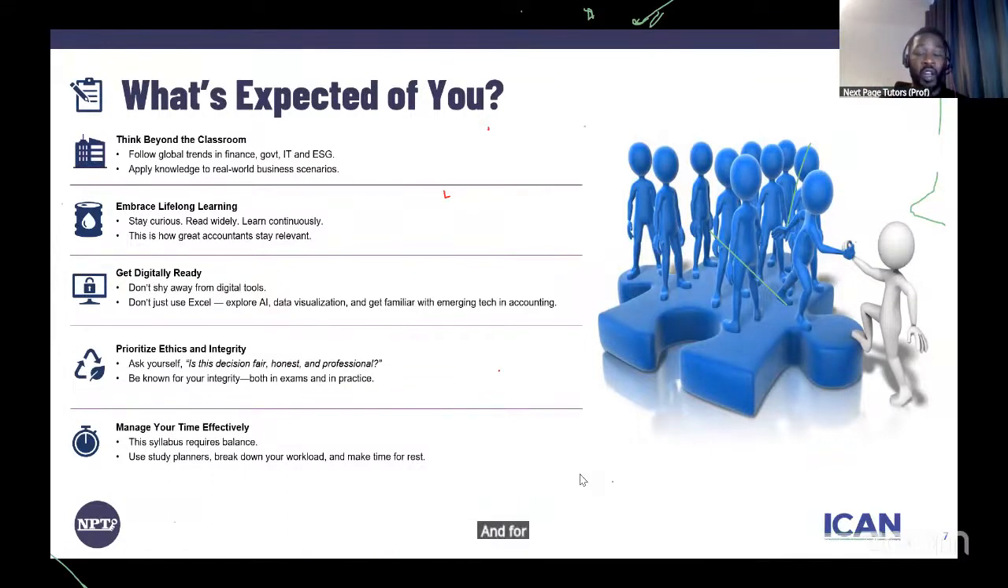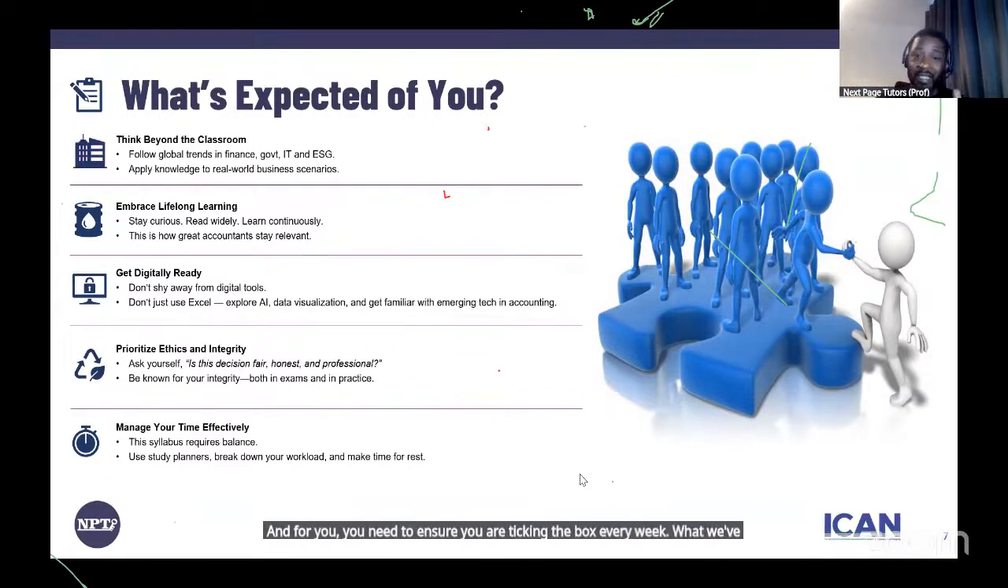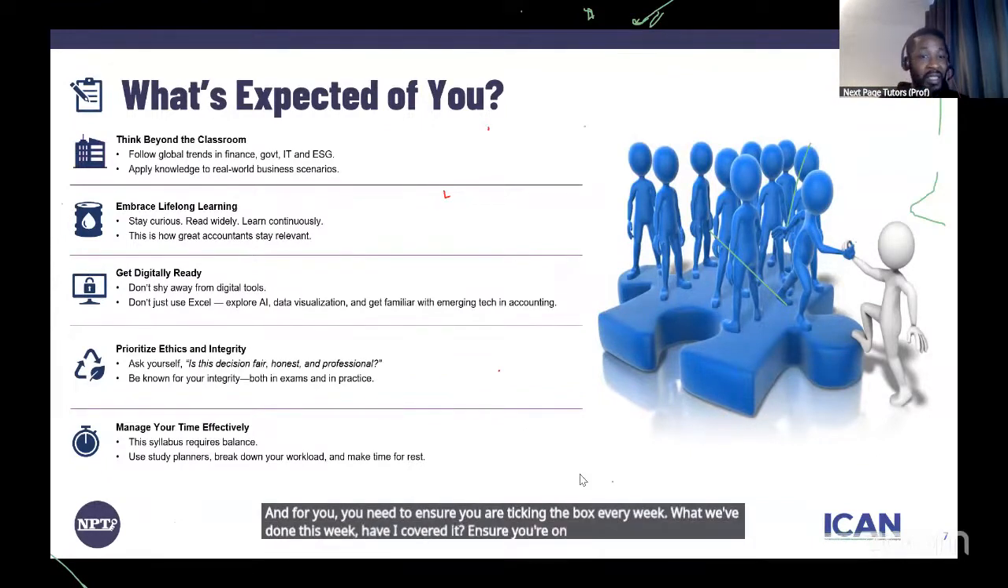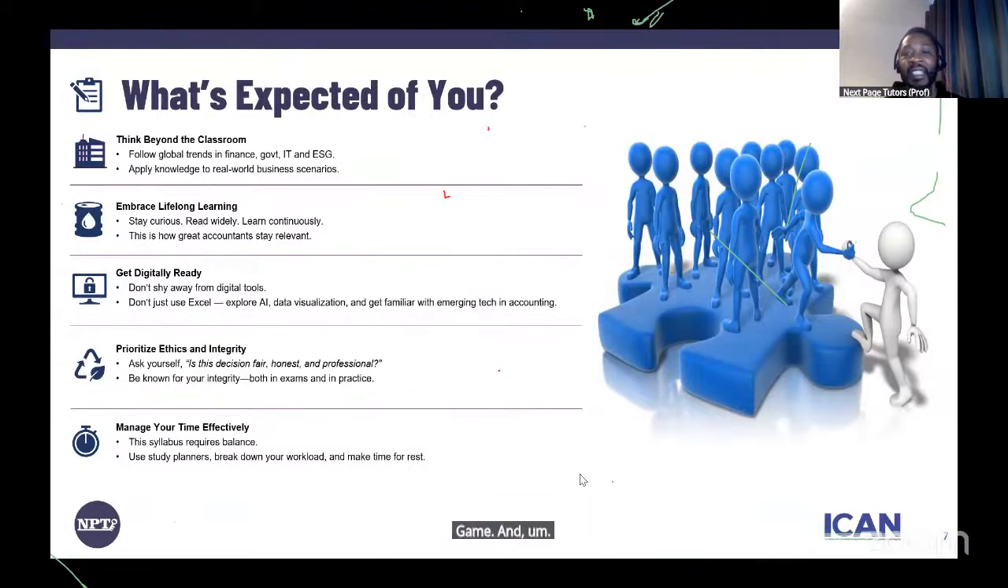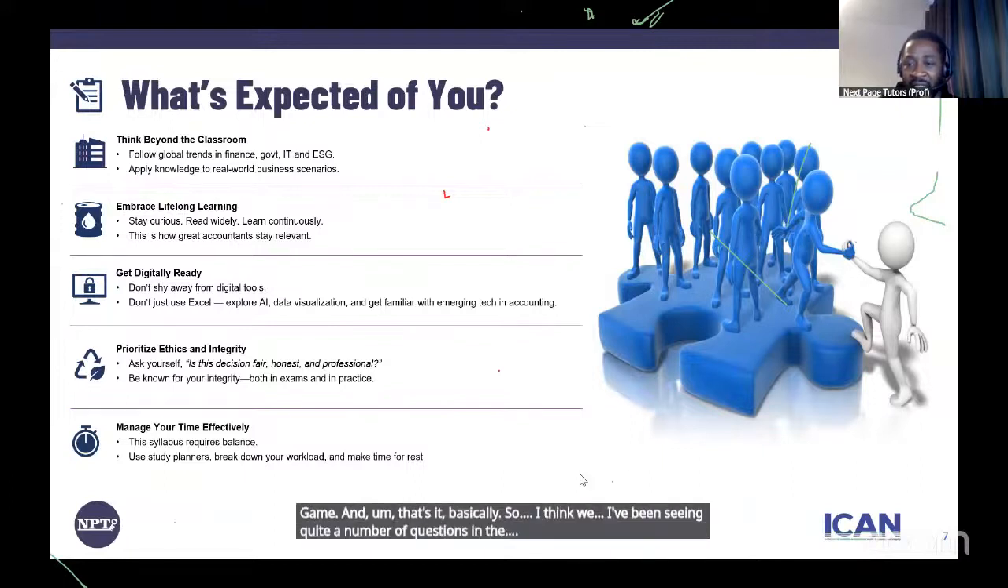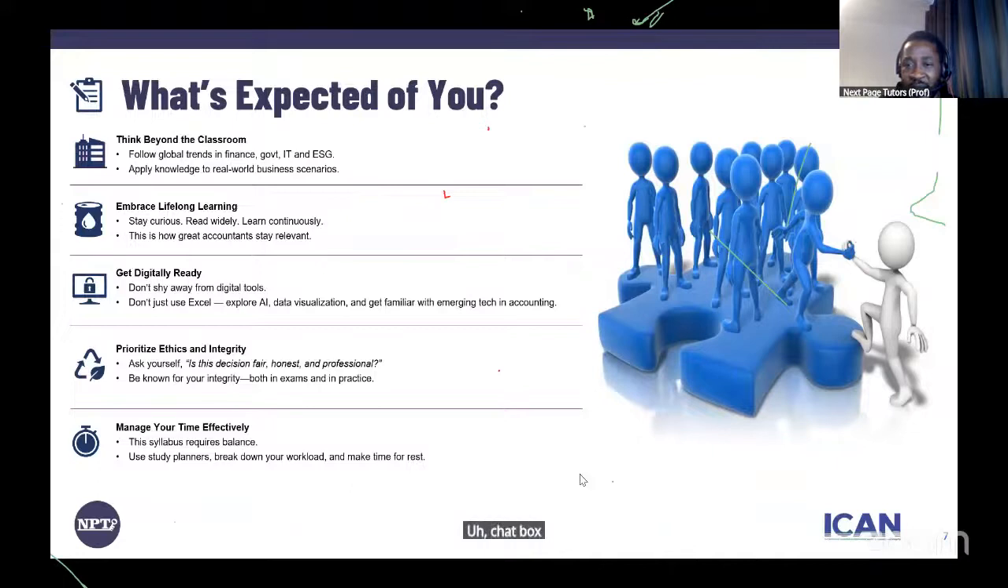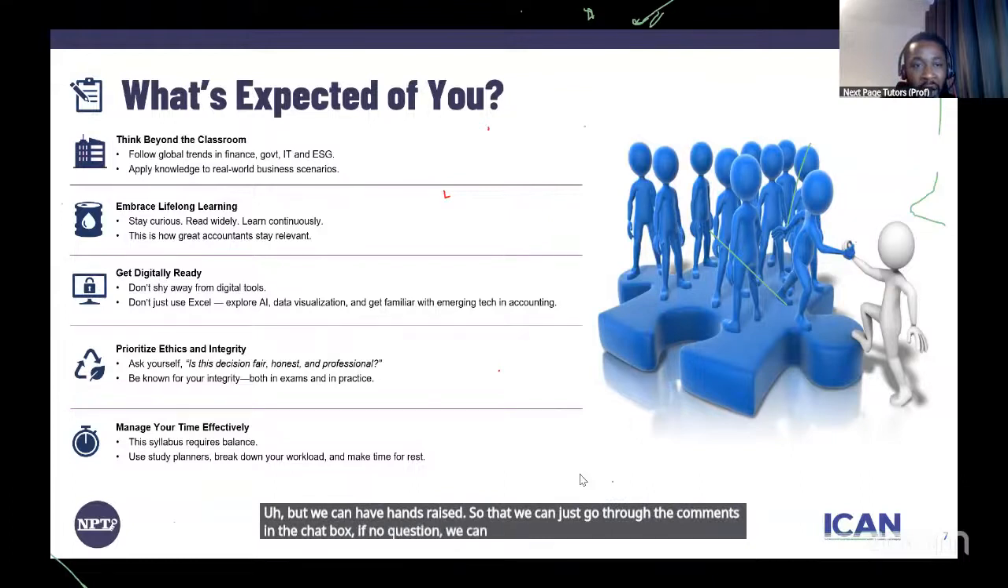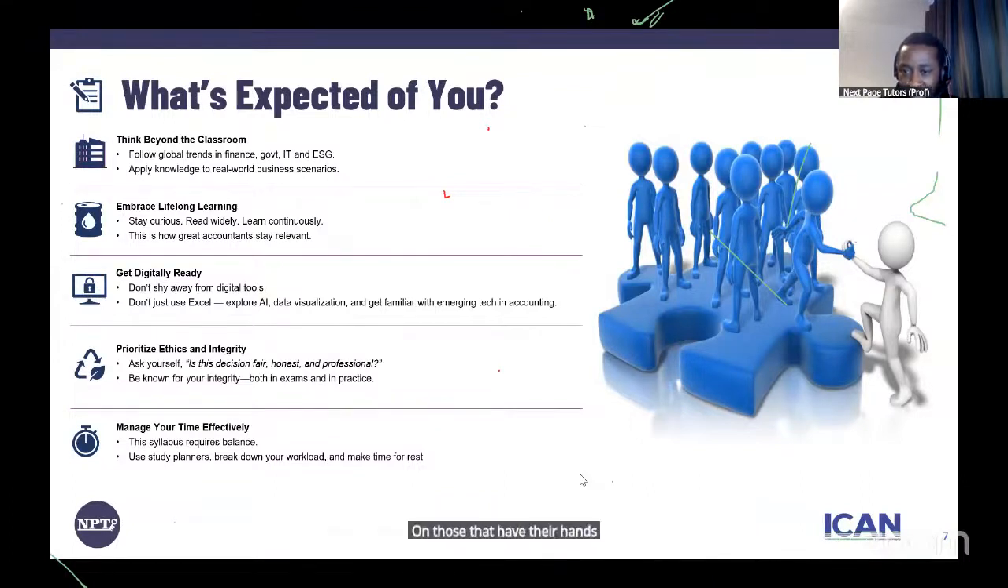And you need to ensure you are ticking the box every week. What we've done this week, have I covered it? Ensure you're on top of your game. And that's it basically. I've been seeing quite a number of questions in the chat box, and I'm seeing responses to them as well. We can have hands raised so that we can go through the comments in the chat box. If no question, we can then call on those that have their hands raised. But let me just check through.